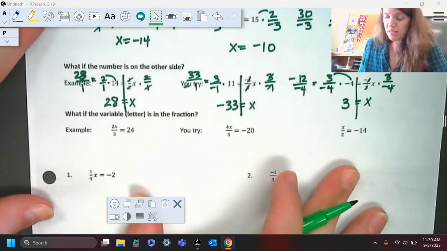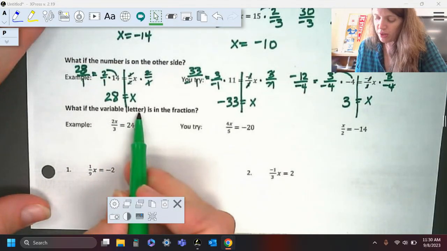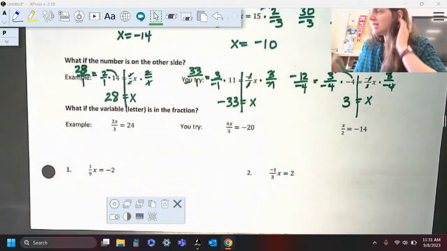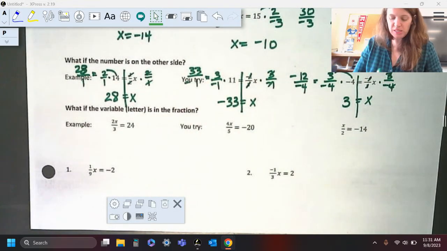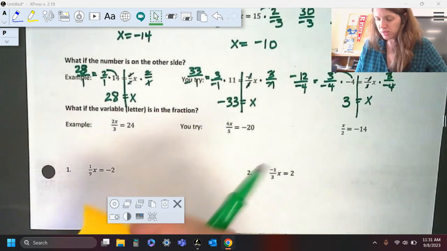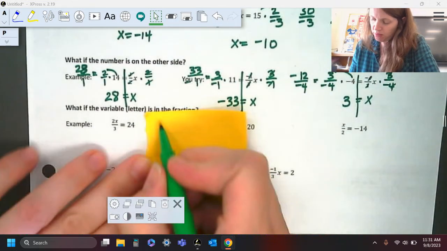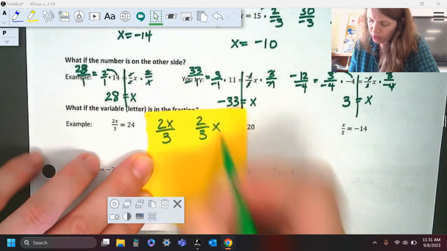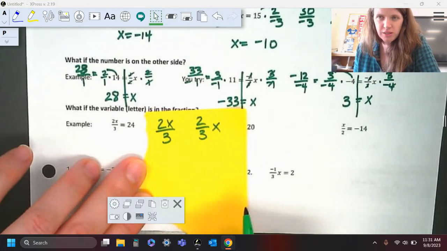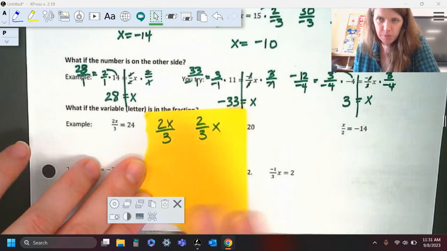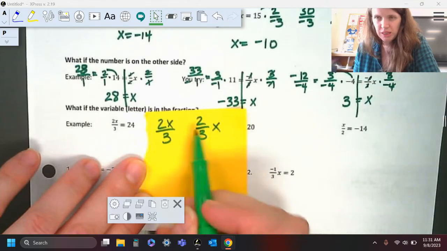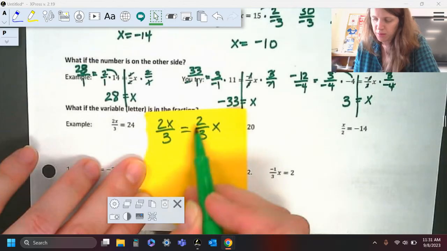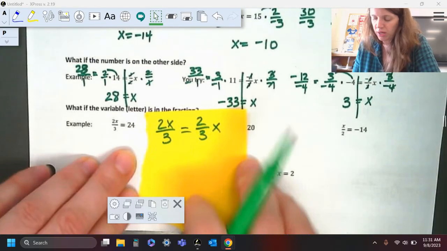All right, last examples. What if the variable or the letter is in the fraction? I know these look different, but this really is the same thing as what we might see here, right? 2x over 3 is the same thing as 2 over 3 times x. They look the same in some ways, but they look a little different, and sometimes students get those mixed up. But these two things are saying the same thing. It's 2 times x and then divide by 3.